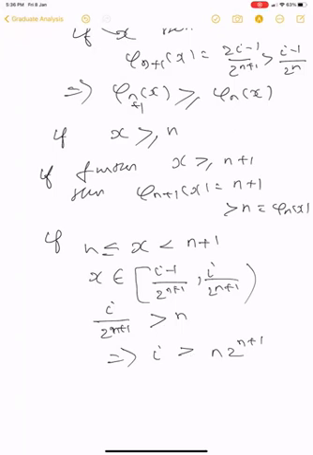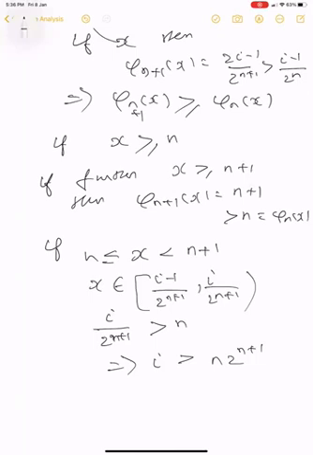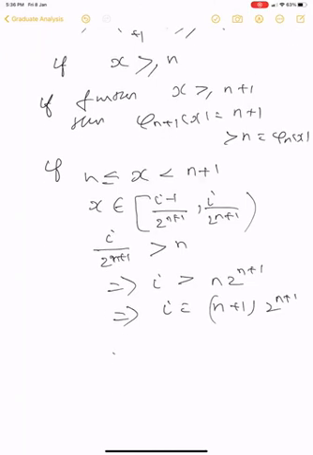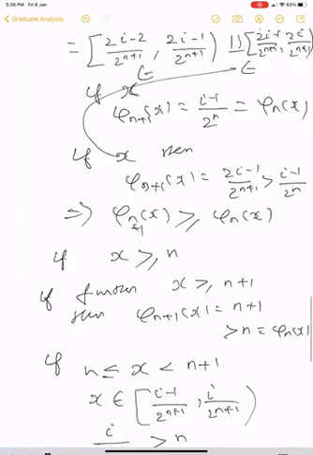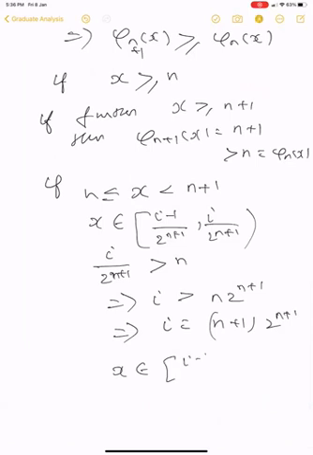So this implies there is only one choice: I is equal to n plus 1 times 2 power n plus 1. Right? That's the only choice. So if x is between them, then x is in this interval. Okay, let's just write it: I minus 1 by 2 power n plus 1, I by 2 power n plus 1, with I equal to n plus 1 times 2 power n plus 1.